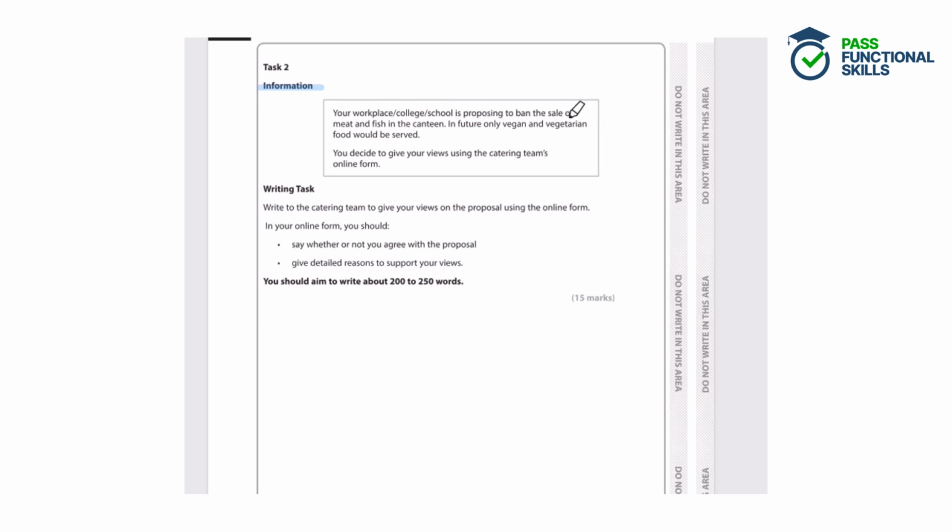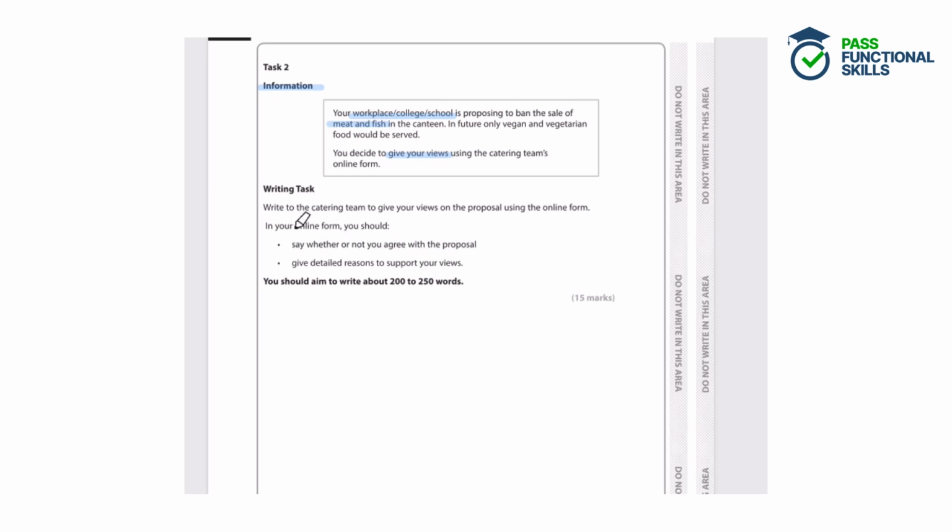So in this question, we need to really focus on the information that we've been given. So we're focusing on a workplace, college or school, and because we've got these dashes in here, we need to just pick one of these. And they want to ban the sale of meat and fish in the canteen. So we're focusing on whether meat and fish should be banned or not, and we need to give our views about this issue.